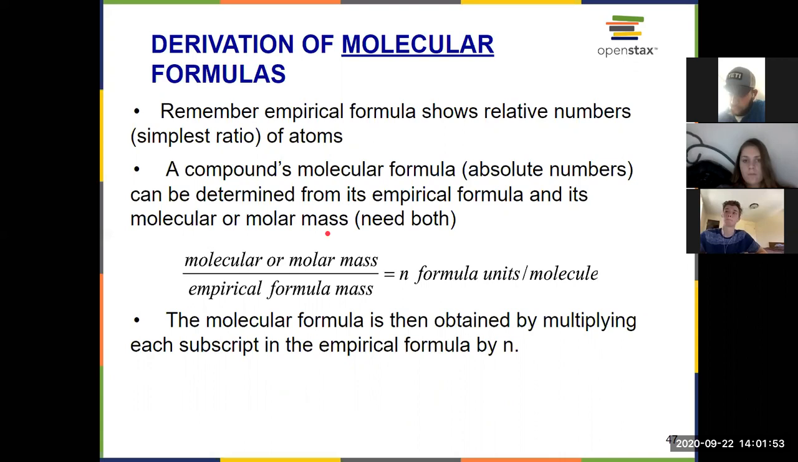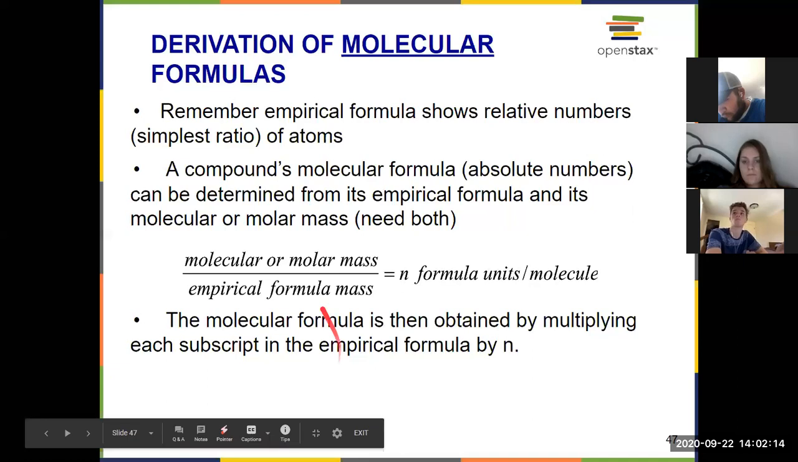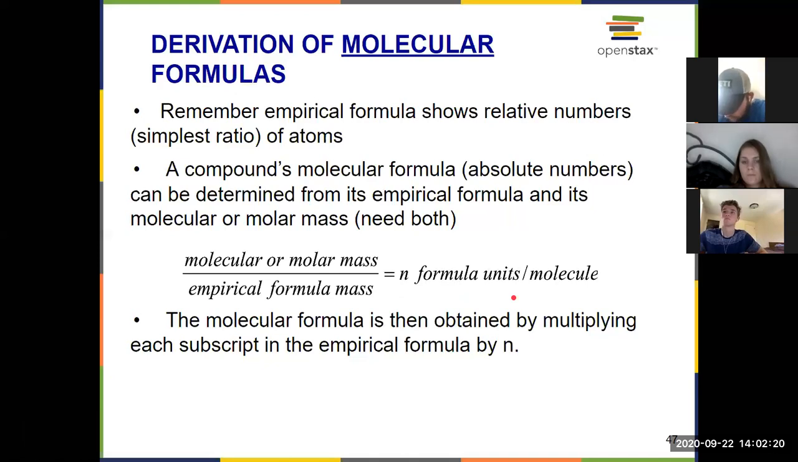If all you're given is percent composition or mass measurements and you're not given the molar mass, then you can't actually determine the molecular formula for certain. So it would be a fool's task. But if you are given the molecular mass, then you can determine the molecular formula. And we do that by taking the molecular mass divided by the empirical mass, and that'll tell us how many formula units per molecule.